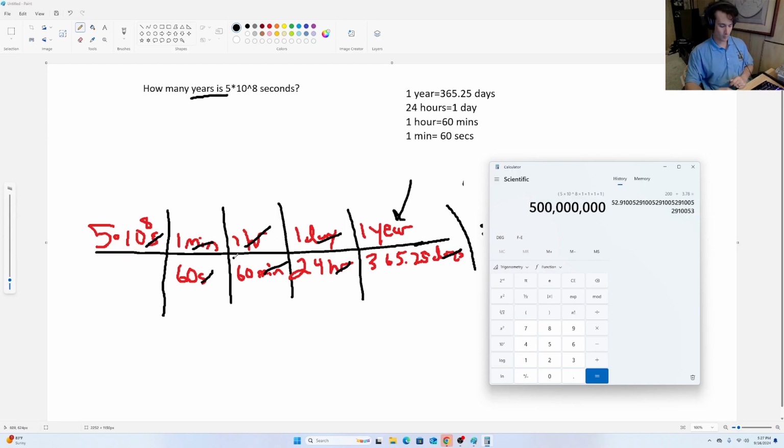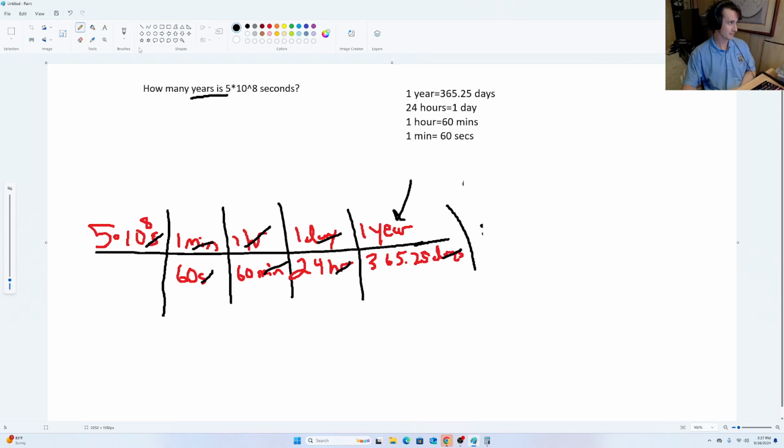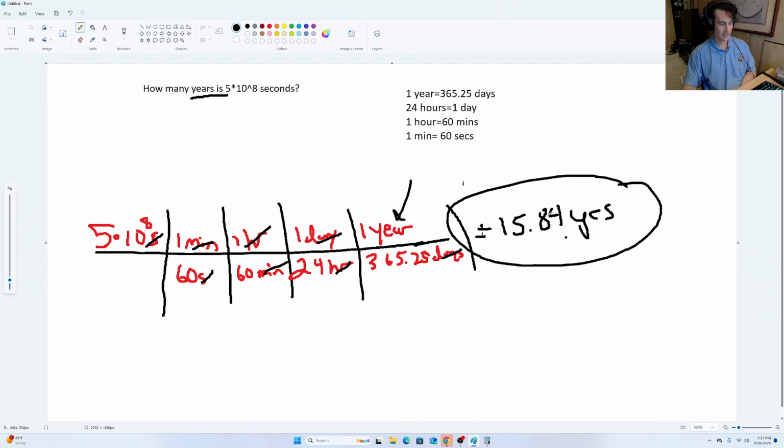That's the numerator. We then divide by parenthesis. Again, this is important. When you do this, you have to make sure you use parentheses. Otherwise, you can have PEMDAS problems, and those are the worst kinds of problems. So 60 times 24 times 365.25, close parentheses. That's not the answer, I got to hit enter. And I get my answer of about 15.84, I'm going to round to the hundredths place. So I have an answer of 15.84 years.